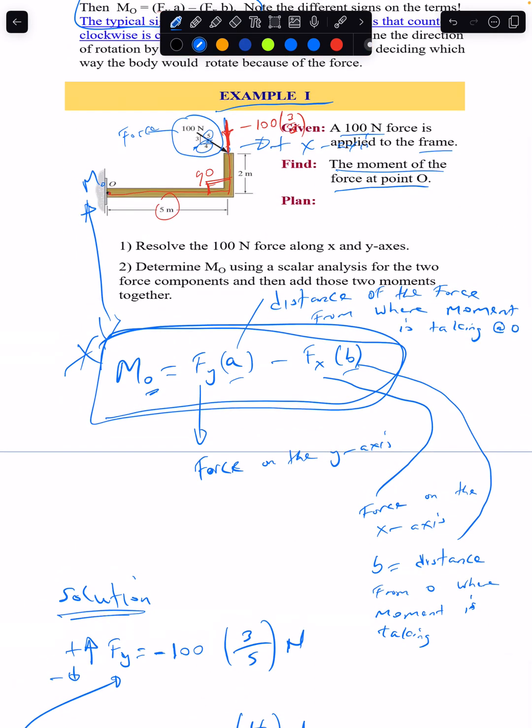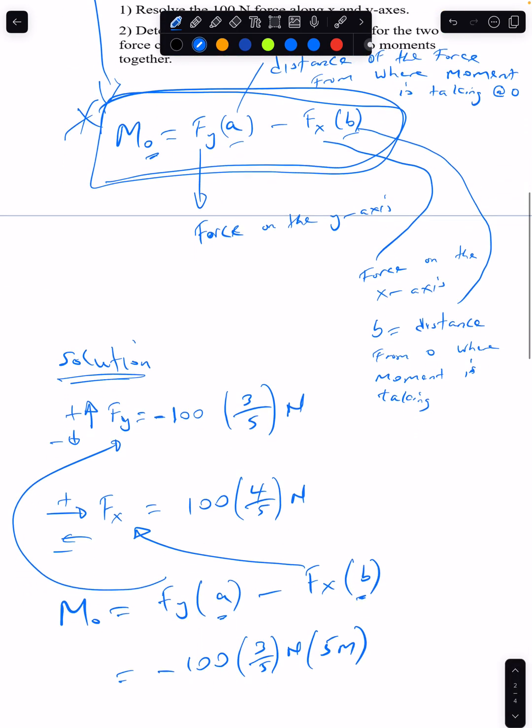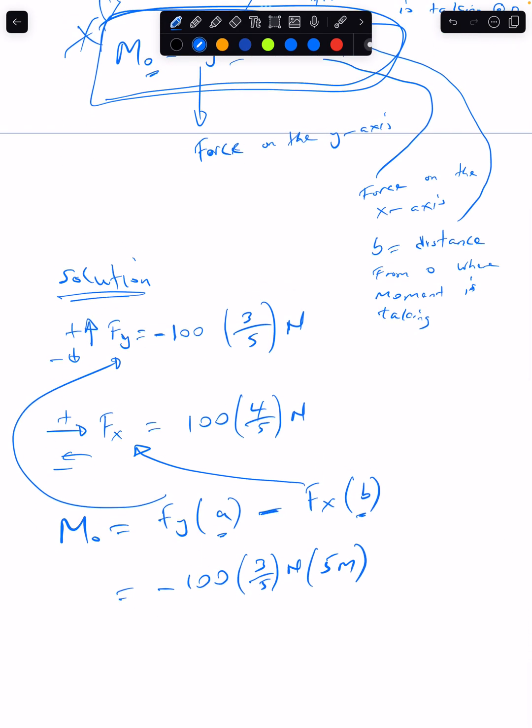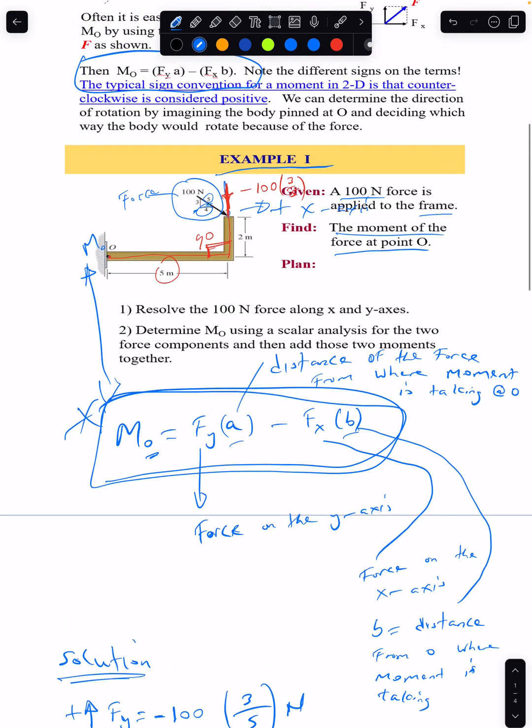Now I come to my force on the x-axis, where we are taking this formula. So there is a minus sign there. The force is 100 into 4 over 5 Newton times what? Let me show you the perpendicular distance now by using this color. It goes in that direction, which is the positive sense.